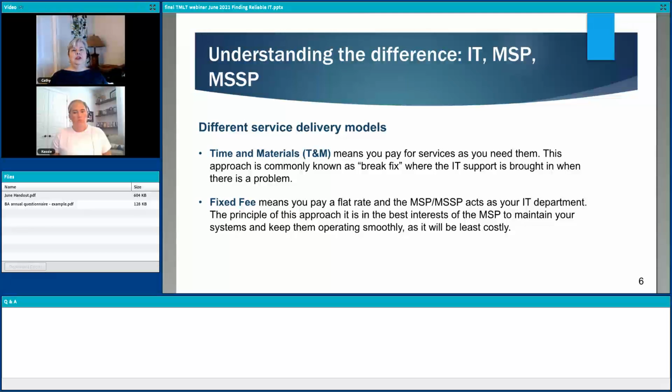This basically means that you have a contract with an IT provider to provide services on a flat fee basis or a flat rate basis. This is often a managed service provider or a managed security service provider, and we'll dive into those in just a moment. They basically act as your IT department. Their principal approach is to keep you up and running all the time because in the long run, that model is least costly to the IT provider.